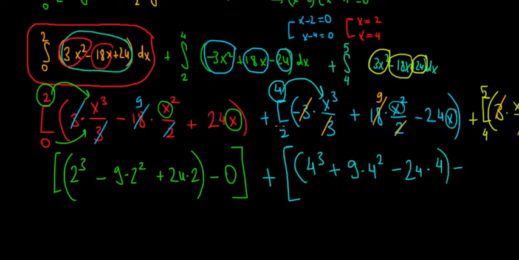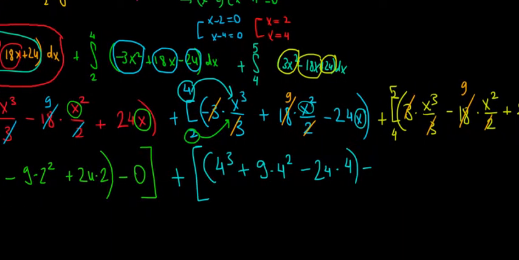We substitute now the lower bound, so the 2 goes into x as well. What do we have as a result? Well, by the way, I just missed the minus over here, so let me put it. The minus stays there as well. Now, what do we have? We have minus 2 cubed, so minus 2 to the power of 3, plus 9 times 2 to the power of 2, minus 24 times 2.